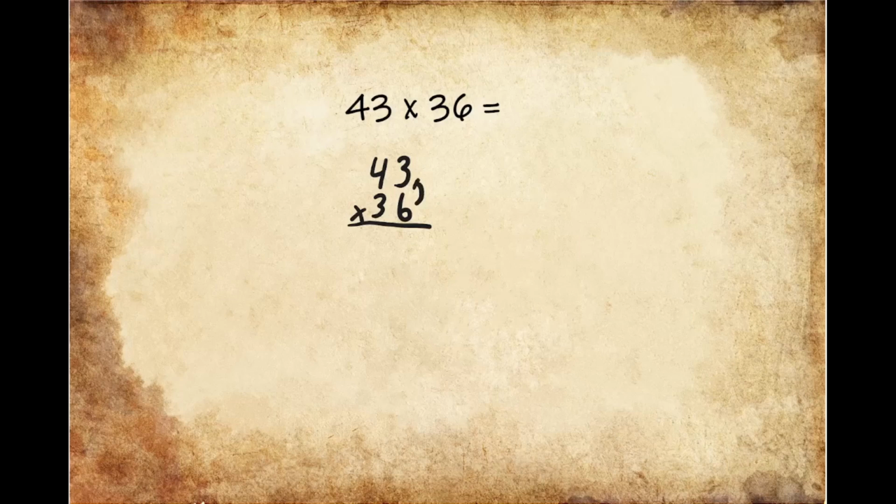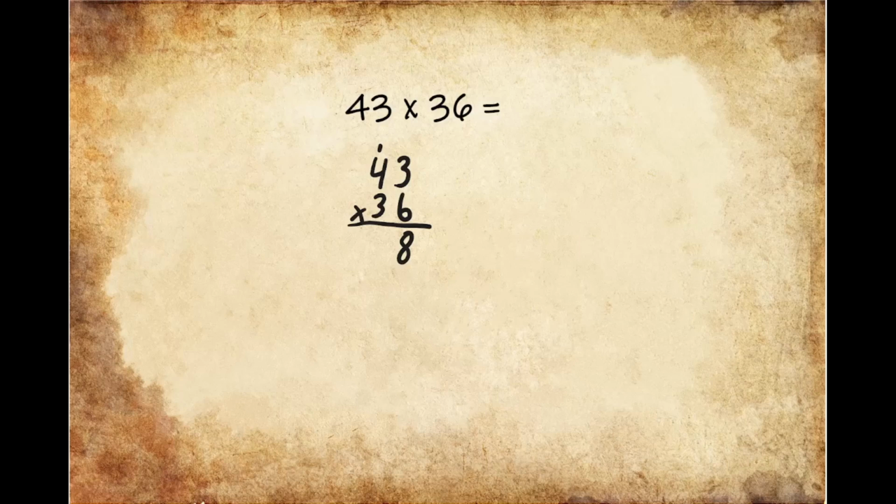So I'm going to multiply 6 times 3, which I know is going to give me the answer of 18. So we're going to write an 8 in the ones place, and we're going to carry the remaining 10 into the tens place by putting a 1 on top of the 4 here.